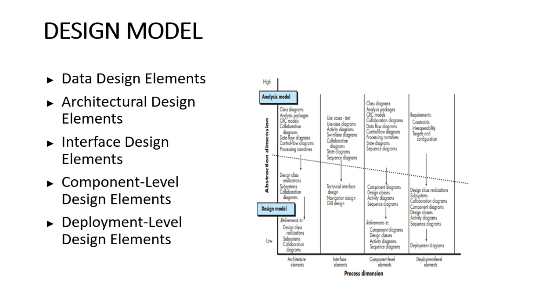All the time we are going to discuss only four types of levels of the design model. One is the component level design model. Second is the data design elements. The third is the architectural design elements. The fourth is the deployment level design model.